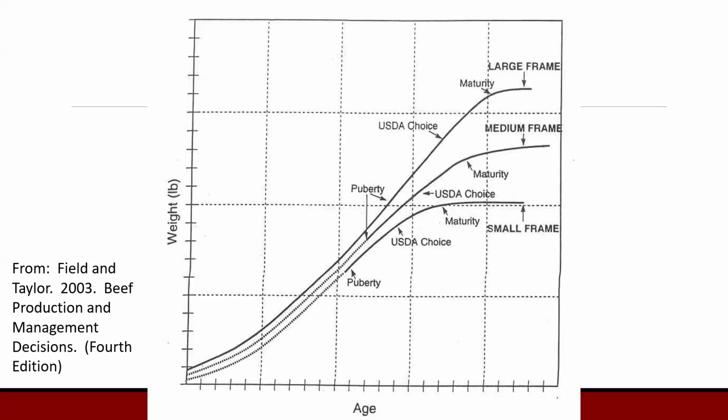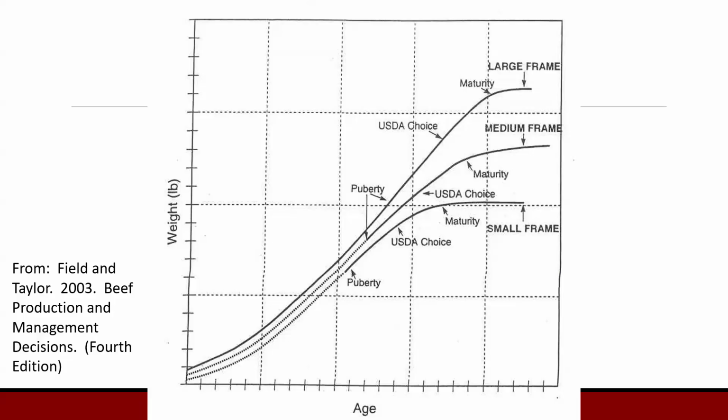All right. Cattle grow, most things grow, in a sigmoidal growth curve. So that is this S-shaped curve. You guys know that? Sigmoidal growth curve. So here on the X, we have age. Here on the Y, we have weight. And then as animals get older, they get heavier up until maturity, and then their weight plateaus.